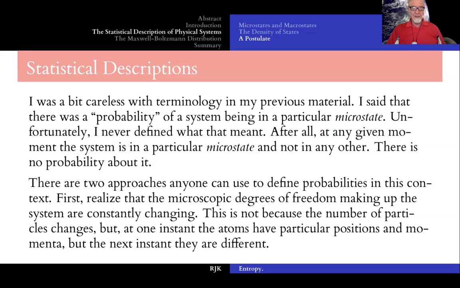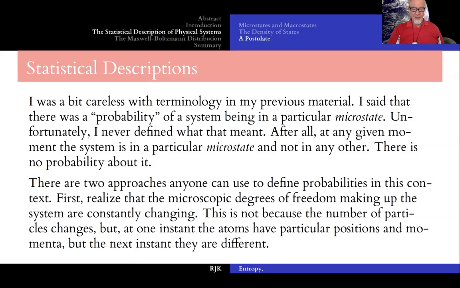Given a particular system in a particular microstate, it will only be in one particular microstate and not in any other. So what probability are we talking about? There are two approaches that can be used to define probability in this context. The microscopic degrees of freedom making up the system are constantly changing. So if they're at a constant energy, then they're moving around on this 3n dimensional sphere.